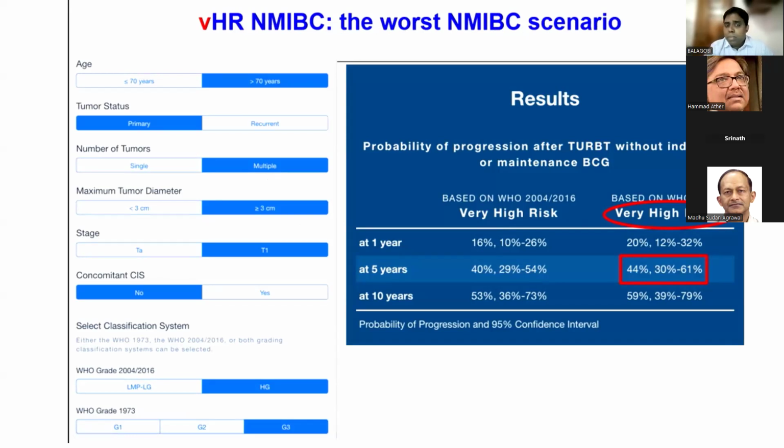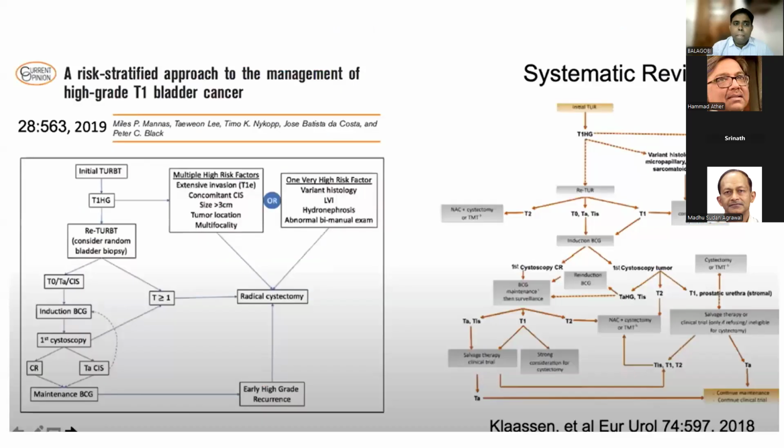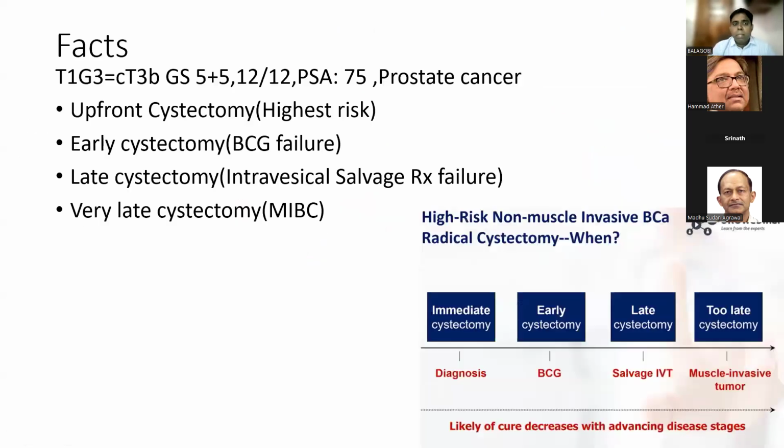If you're not treating this patient properly, they are going to progress to muscle invasive bladder cancer. So if you see the AUA or any guidelines, what do they say? If you have this kind of patient, highest risk, large amount of tumor, persistently positive tumor despite multiple TURBT, the recommendation is radical cystectomy. I have already told this, upfront cystectomy has a better outcome than a very late cystectomy.